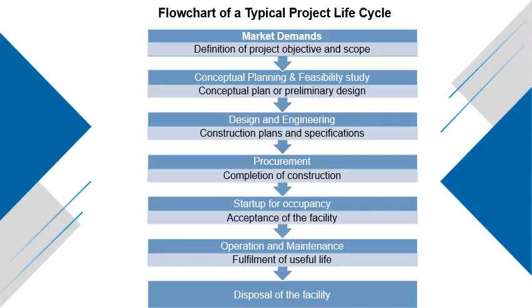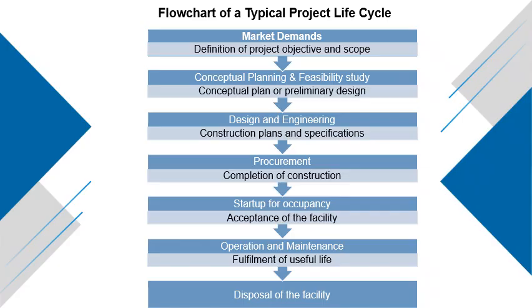This is an example of a typical project life cycle. This flowchart will explain the general sequence followed in a construction project. Normally, the project will be initiated based on the market demands. Through market demands, the project will have a definite objective and scope.